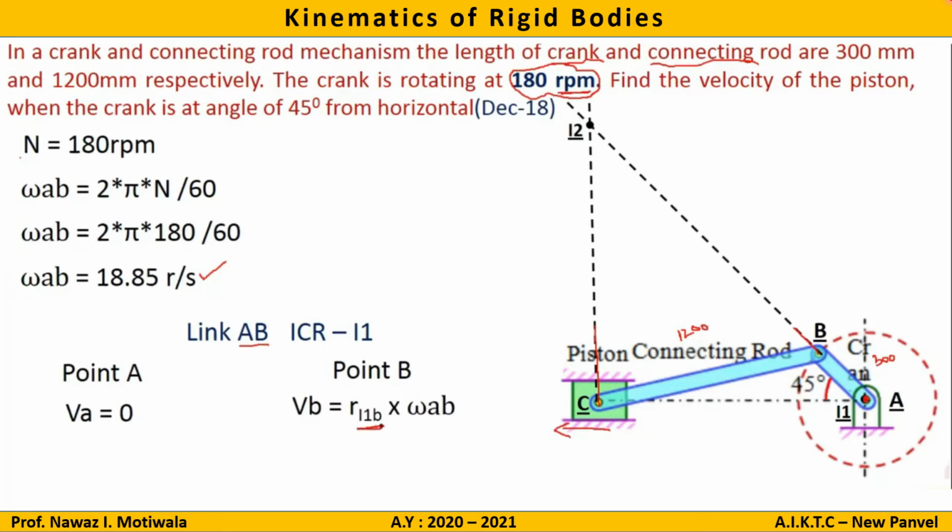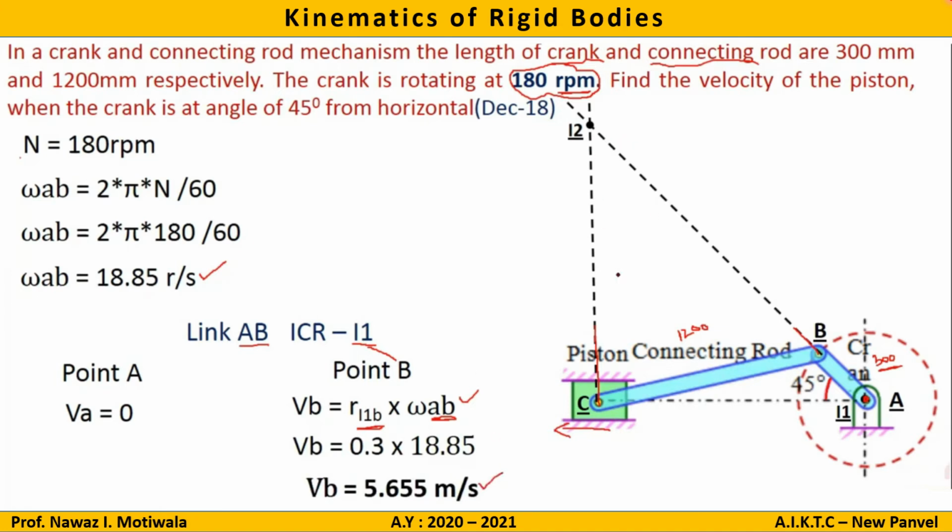Hope you have got this till now. Why? Because I1 is the ICR and point B is the point of interest. So I need the distance from I1 to B. So I1B multiplied by omega, because the link AB is there, I will write omega AB. Now this distance from I1 to B is already given to us in the question as 300 mm. As it is 300 mm, I will write it as 0.3 meters. And also the value of omega AB we have found here, 18.85. I will substitute both the values and I will get the answer for VB as 5.655 meter per second. This completes half of the solution.